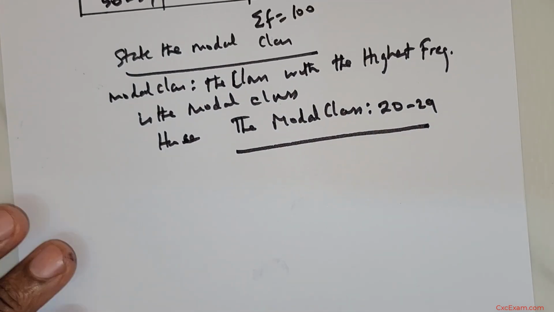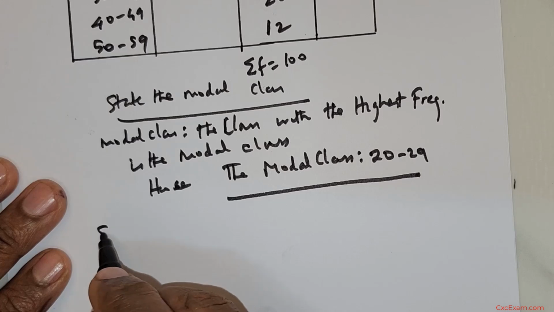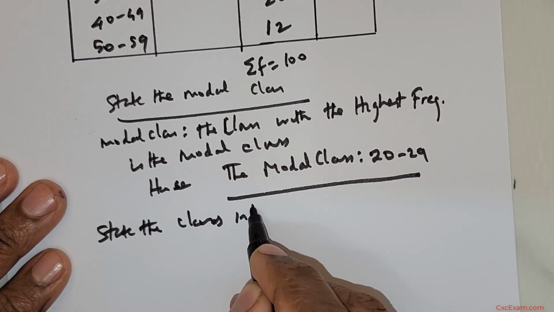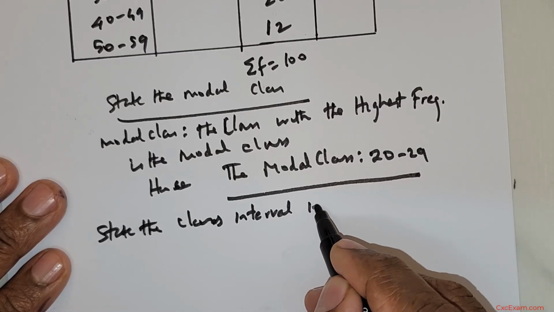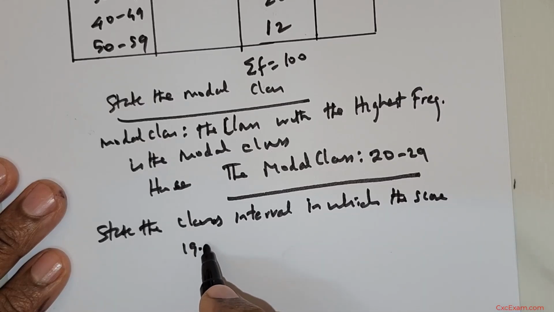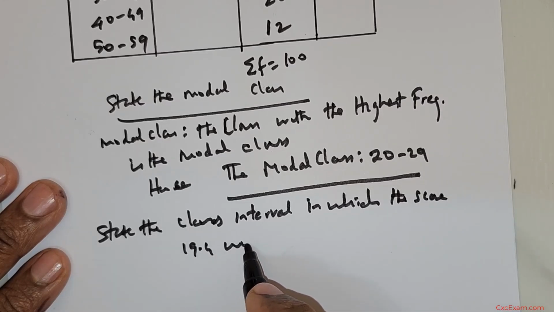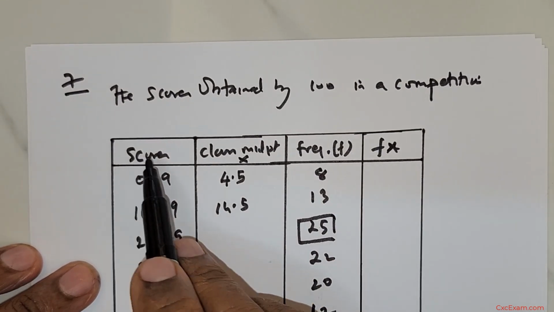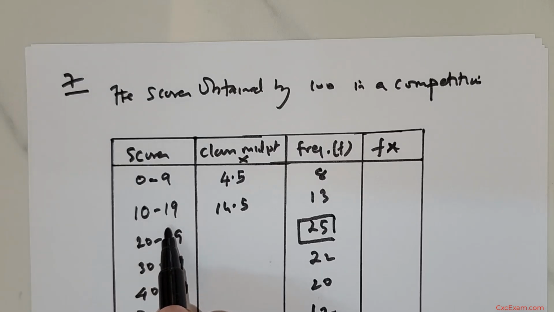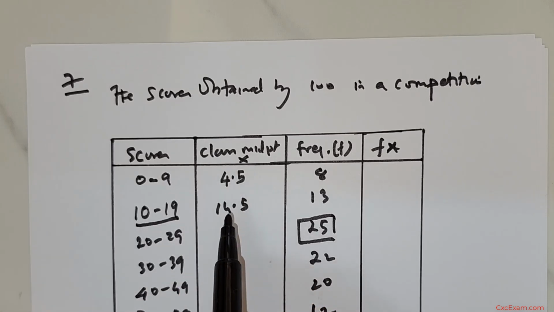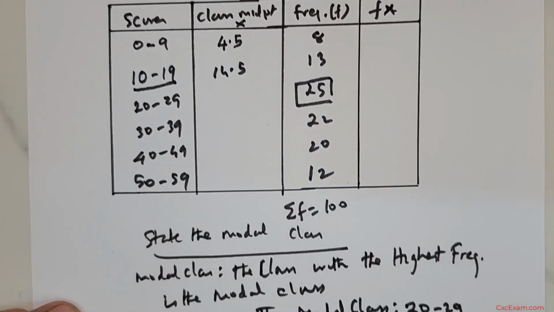Now state the class interval in which the score 19.4 would lie. Now go up over here. So scores 10 to 19. So this is the class interval where the score 19.4 would lie.